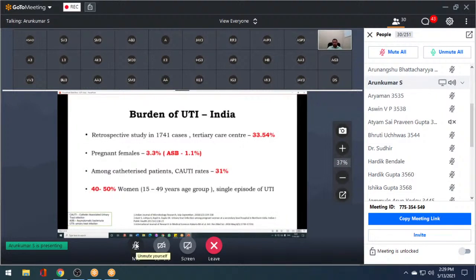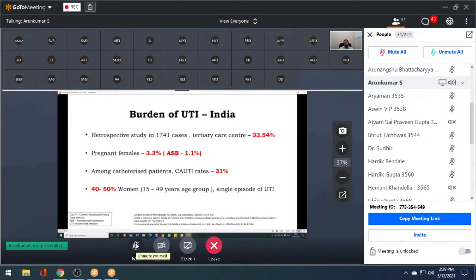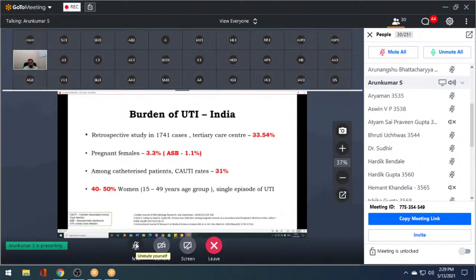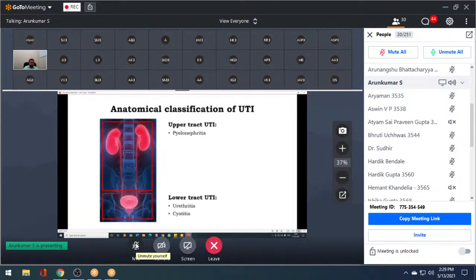With regard to India per se, around 33%, 1/3 of the patients, are known to develop UTI, and among pregnant females, 3% develop UTI, of which 1/3, around 1% in total, have asymptomatic bacteriuria. Among catheterized patients, here again, nearly 1/3 develop UTI. Overall, this is more common in the female age group, and nearly 40-50% of women in the reproductive age group tend to have at least one episode of UTI in their lifetime. So UTI is common even in India. That is what we like to tell.